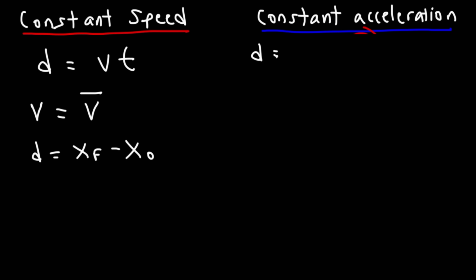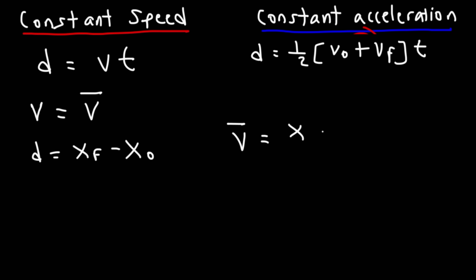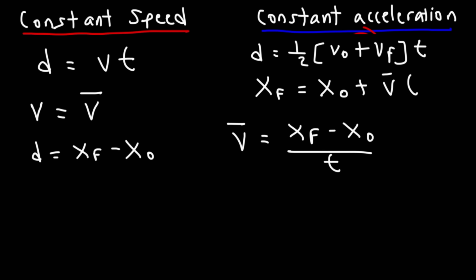So let's rewrite that equation here. This is one of those equations that you want to write in your list of equations if you have a test coming up. Now there's some other equations that we're going to add to this list. So we said that average velocity is the displacement, which is final position minus initial position, divided by t. Well, if you were to rearrange that equation, you'll get this one. Final position is equal to initial position plus the average velocity times t.